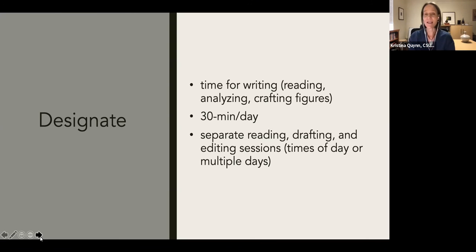Regular habit formation is really helpful. It doesn't have to be at the same time, by the way. Studies on habit suggest that you just have to be aware that you need to be doing this work every day at a time that works for you during that day. And it's really helpful if you separate out your reading and drafting from your editing sessions.